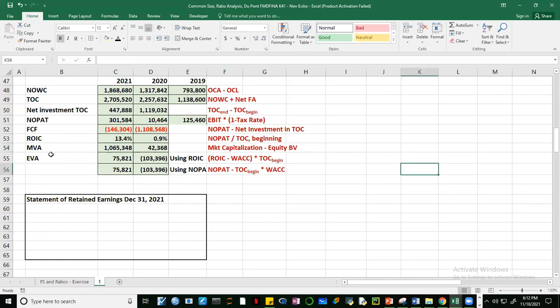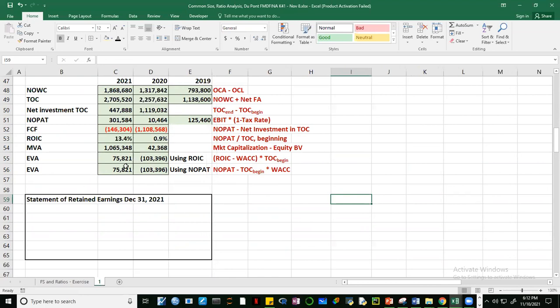Now for the EVA, economic value added, there are two ways to compute this. Either we use the ROIC and net it against WACC, or we use the NOPAT. In both cases, you'll have the same answer. So in 2021, value was created by virtue of the positive EVA. However, value was destroyed in 2020. So we net the ROIC with the WACC and multiply that with the TOC, while using the NOPAT, we subtract from the NOPAT the charge to capital. This is what we call the charge to capital.